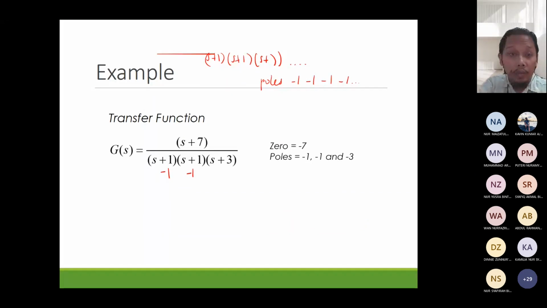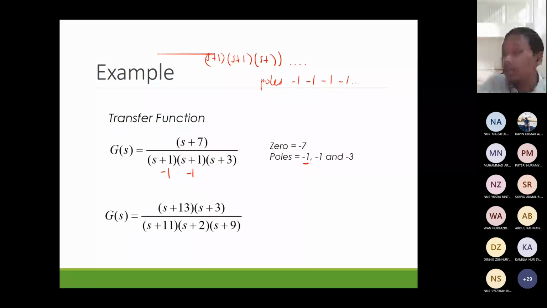Even though they are repeated poles, later on after the midterm break, we will see these repeated poles are important. So you have to write all of them. If you write only one minus 1, then the answer is wrong. Your answer is not correct.